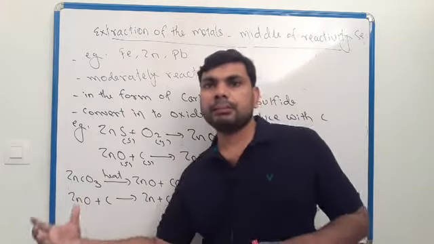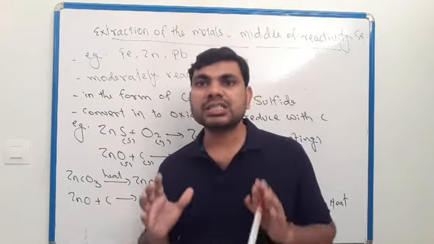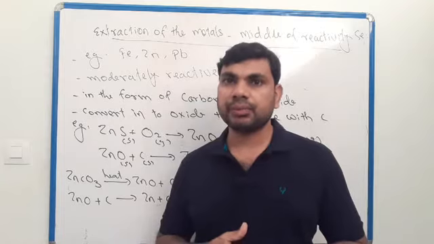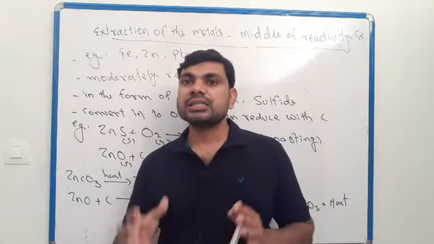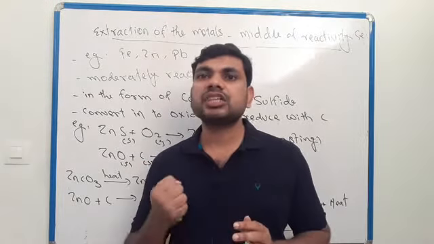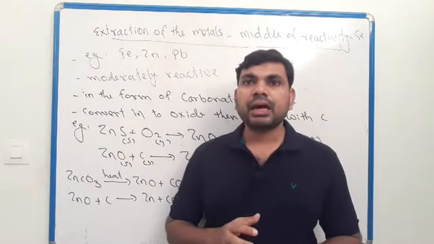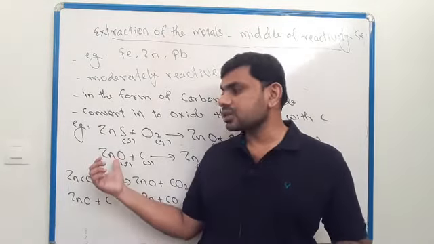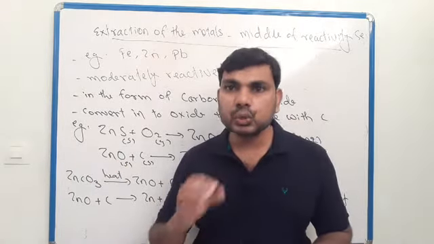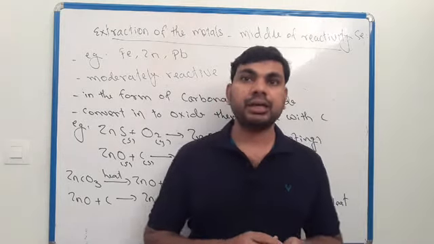You learned before oxidation and reduction, based on oxygen. Addition of oxygen is called oxidation. Any substance, any metal or element receiving oxygen, such chemical reactions are called oxidation. Okay, and here, zinc oxide, zinc lost oxygen. A substance losing oxygen, such chemical reactions are called reduction.